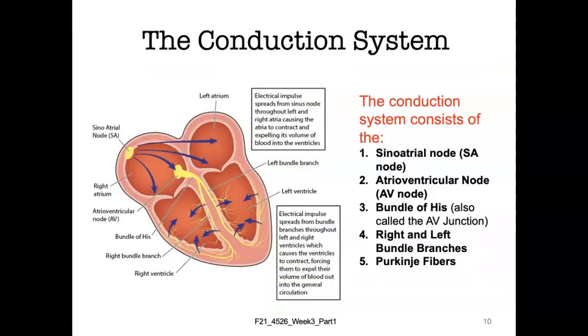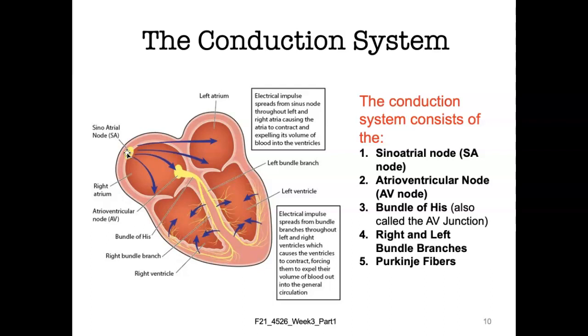So let's look at the conduction system. This is where you'll need to pull out your week 3 handout, because on the first page, I want you to label the conduction system. The electrical impulse starts in the SA node, the sinoatrial node. It's located in the upper part of the right atrium. This is where the pulse, or the electrical activity, starts in every heartbeat.